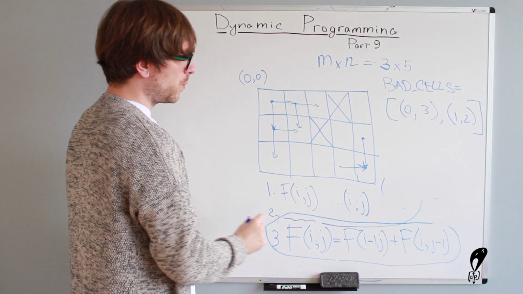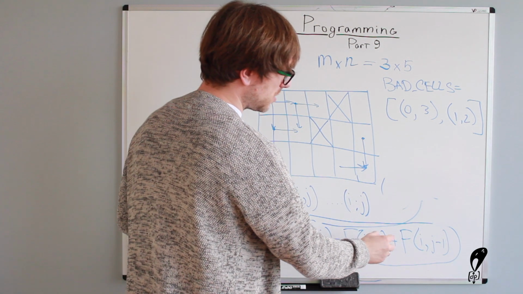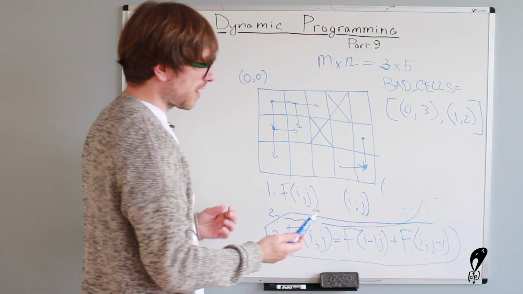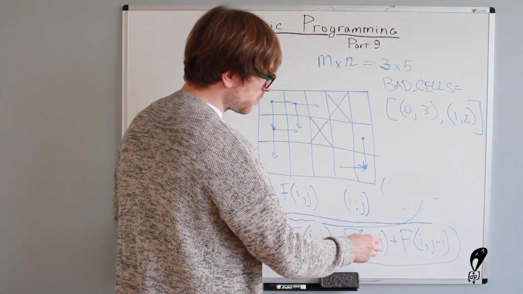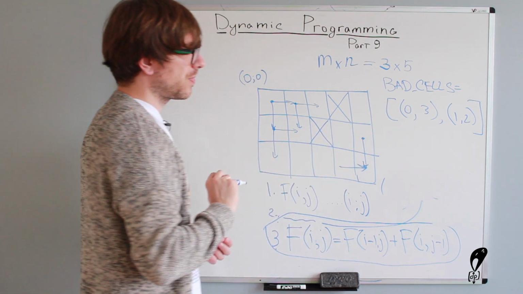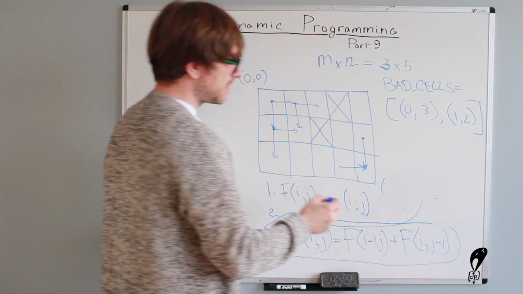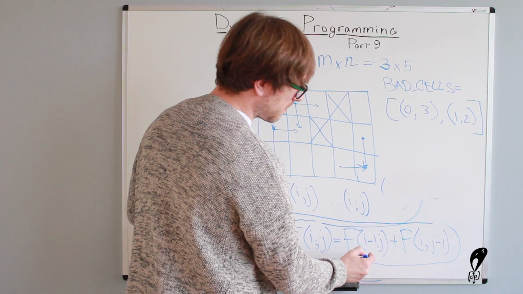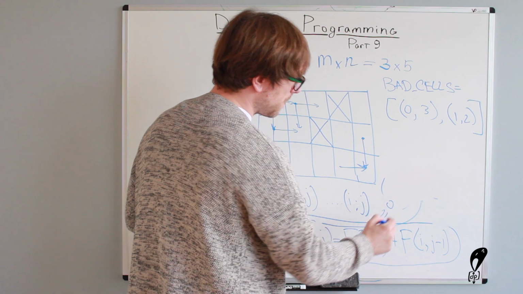So every time we calculate i minus 1, j and i, j minus 1, we check, is i minus 1, j part of the bad cells array? If yes, then don't do that. Then basically say that this is 0.